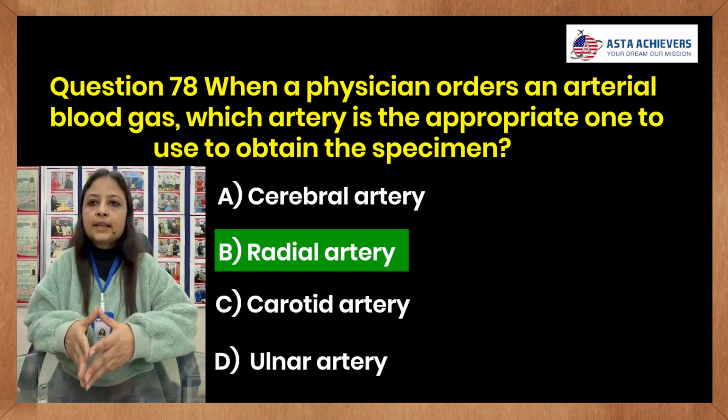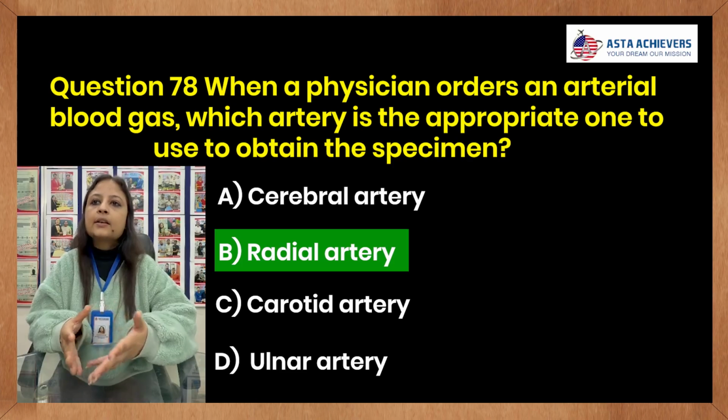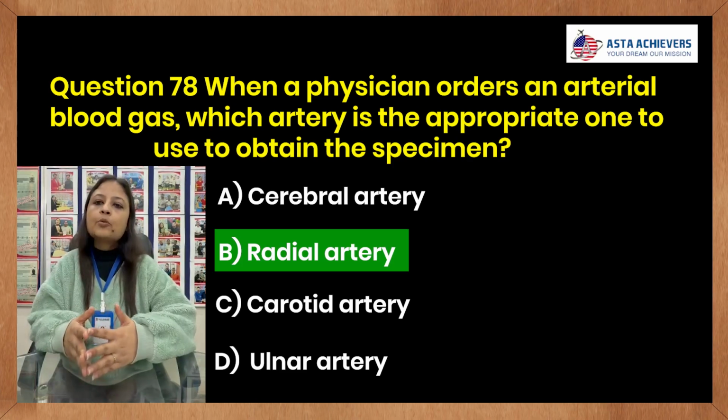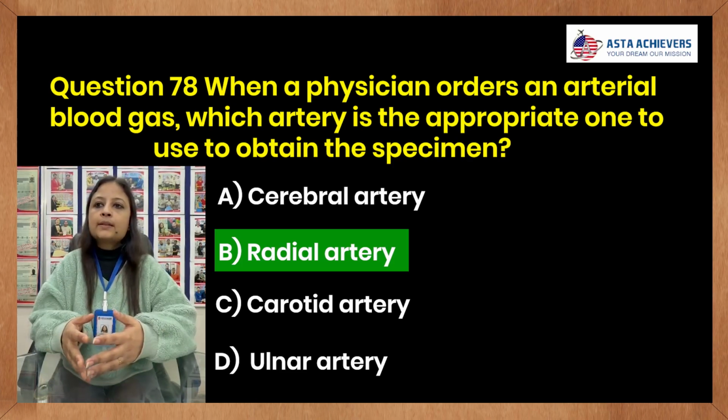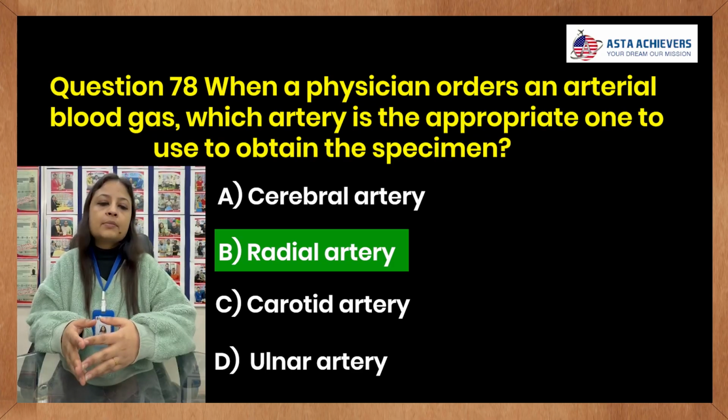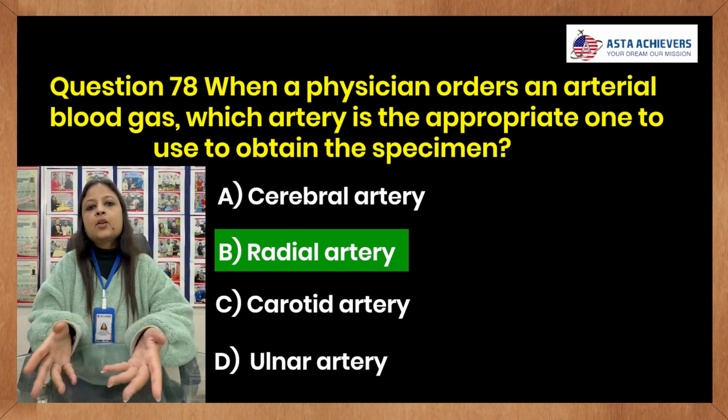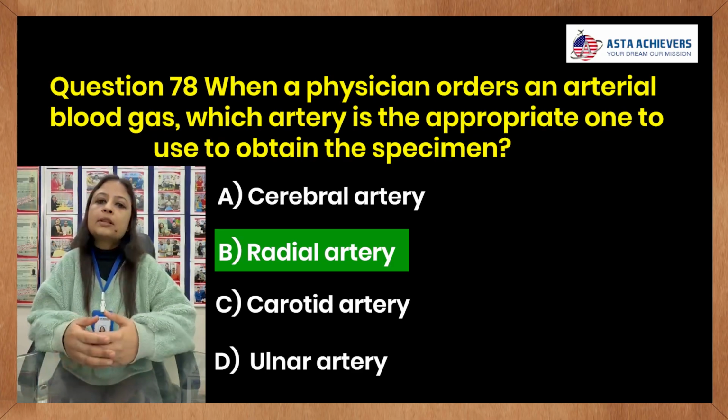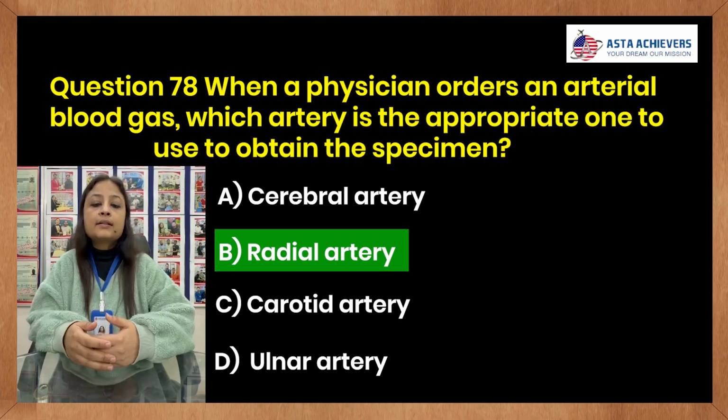Question number 78. When a physician orders an arterial blood gas, which artery is the appropriate one to use to obtain the specimen? Option A, cerebral artery. Option B, radial artery. Option C, carotid artery. And option D, ulnar artery. Option B, radial artery, is the correct answer because we choose the radial artery for ABG sampling for its easy accessibility and superficial nature, and it has excellent collateral blood supply from the ulnar artery.